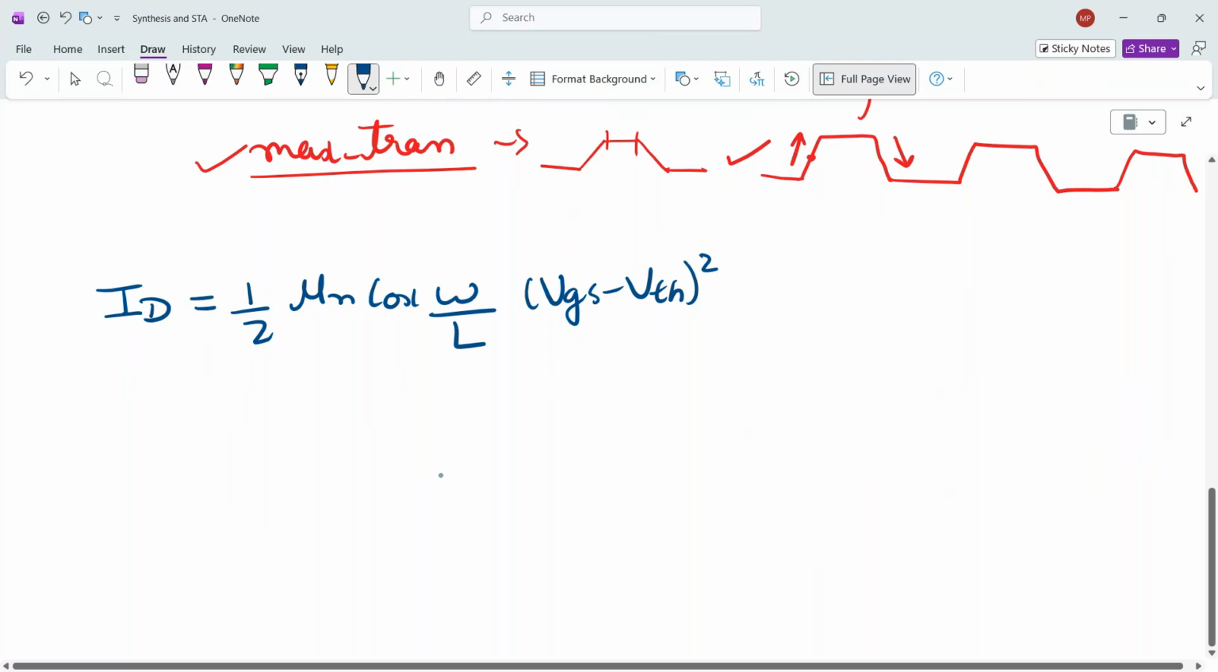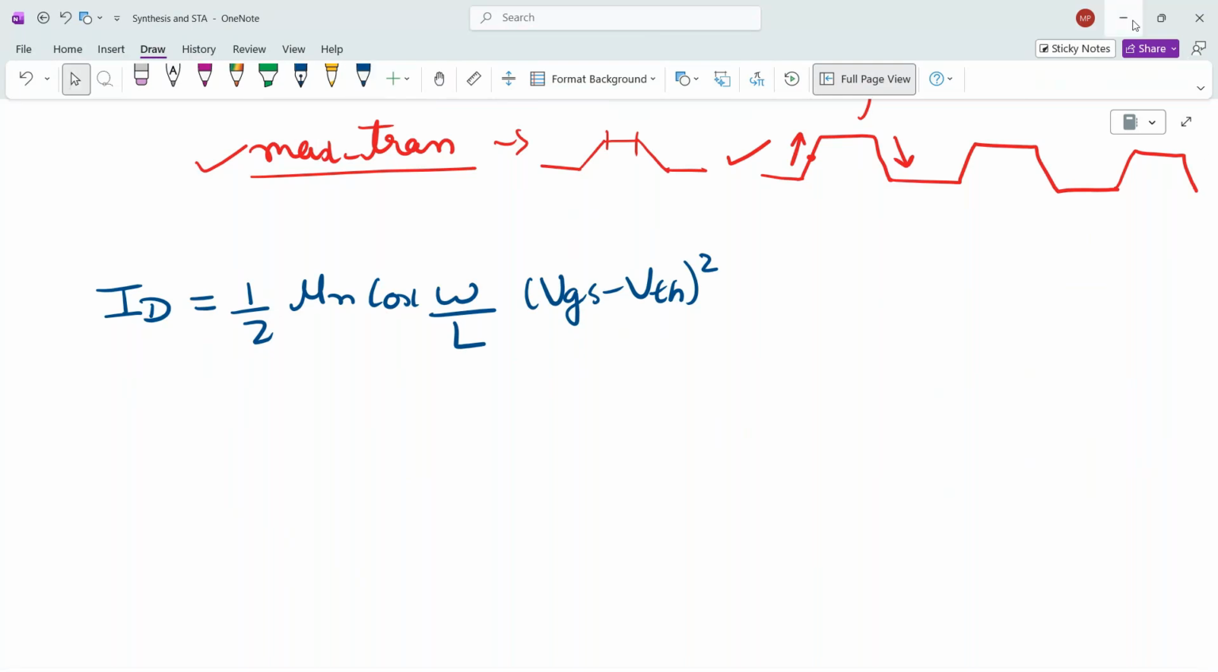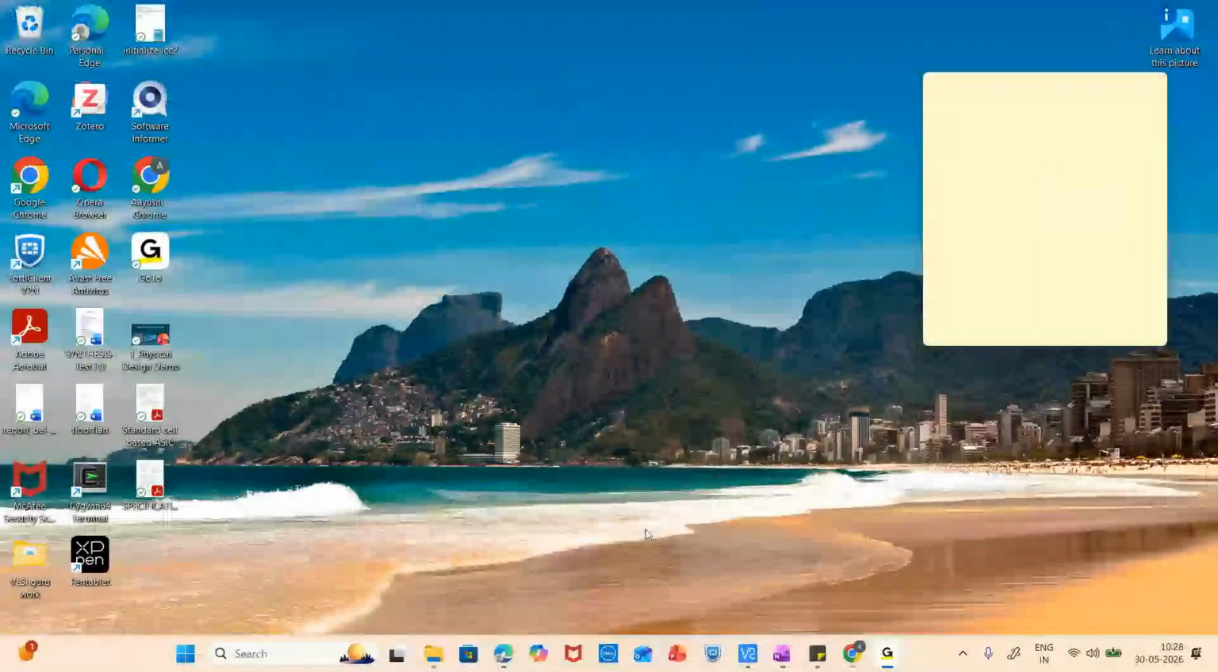So at this point, I want to show you this table. I'll just copy the table. Just give me a minute for that.